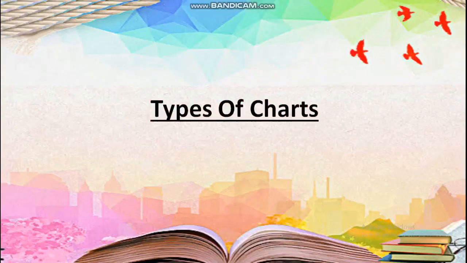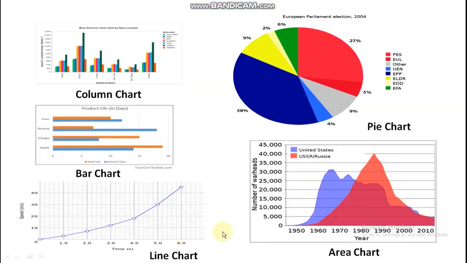Let us understand different types of charts. My dear students, there are various types of charts around us. On the screen you can see I have placed pictures of some charts like column chart, bar chart, line chart, pie chart, area chart. Let us know a little bit about each of them.